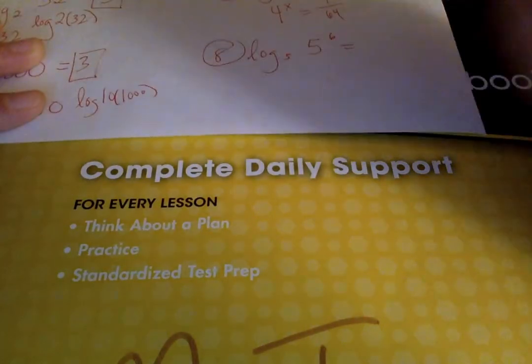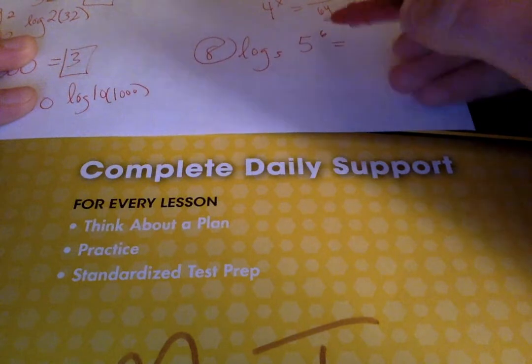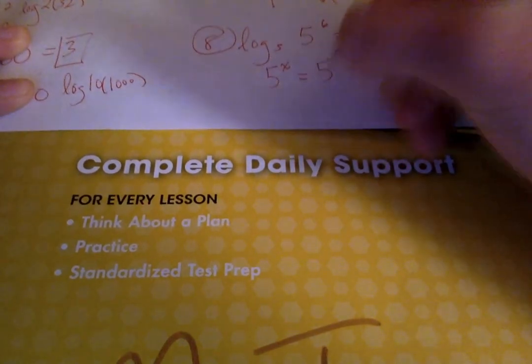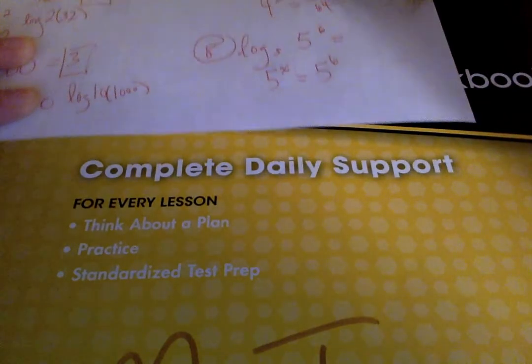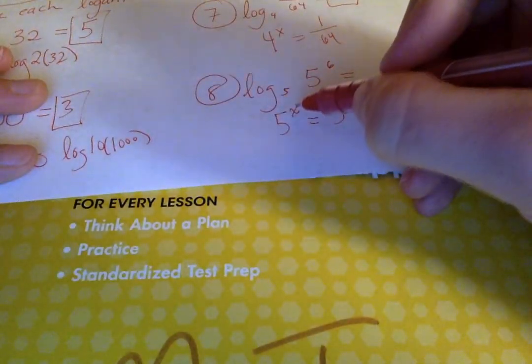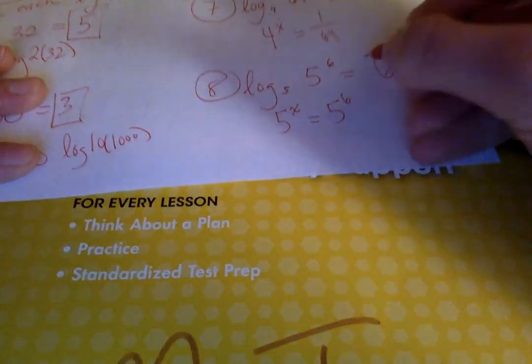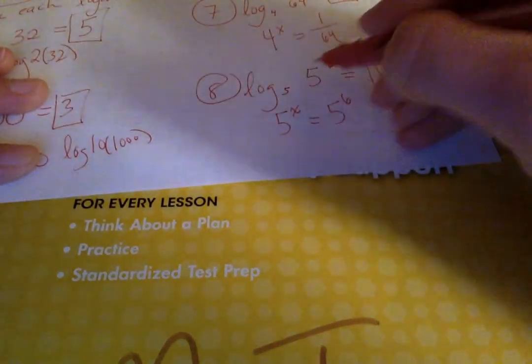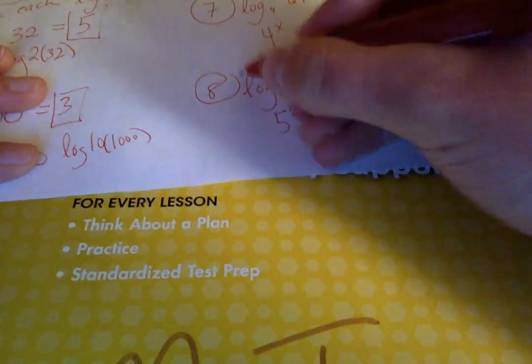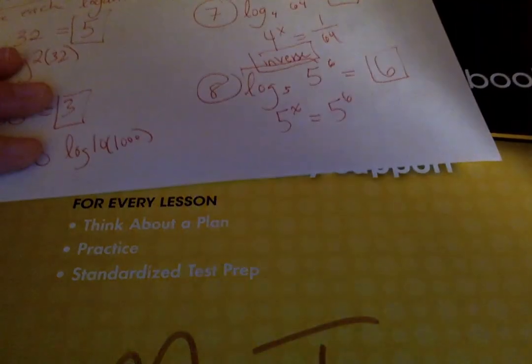Okay, last but not least, log base 5 of 5 to the 6th. Really what this is saying is 5 to the what power is 5 to the 6th. So we really don't need a calculator for this one, because I know 5 to the 6th is 5 to the 6th. This is kind of a silly one, but it's saying log base 5 of 5 to the 6th is 6. So these kind of outdo each other. That's why these are inverse operations. That's why the logarithm and the exponential functions are inverse.